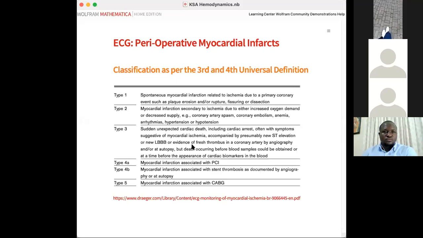Type 3 MIs, these are maybe sudden cardiac death. Of course, in a setting of symptomatology related to your ST segment changes or a left bundle branch block. Type 4 MI is due to coronary intervention, the PCI, or the presence of a stent. And type 5 MI happens after coronary artery bypass graft. So in the perioperative period, where we're having non-cardiac surgery ongoing, we tend to have a lot of these type 2 MIs. And basically, these are due to global perturbations in oxygen delivery.